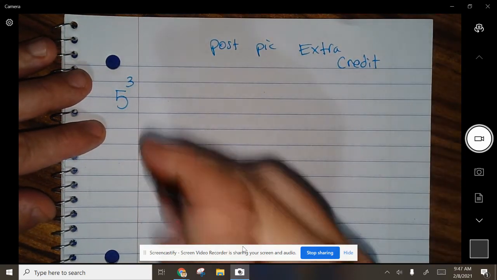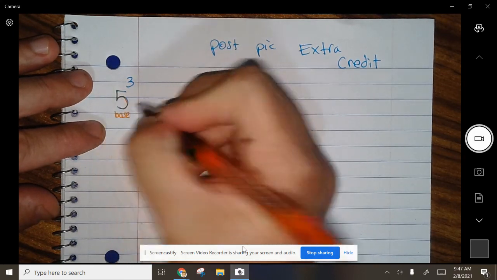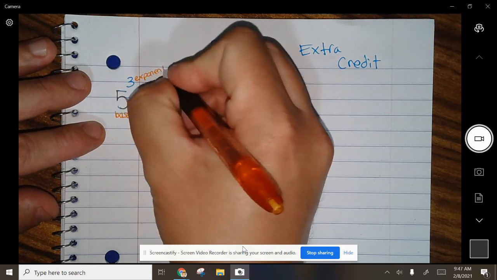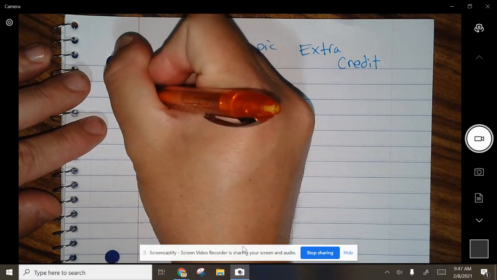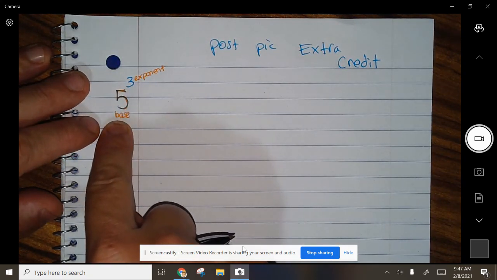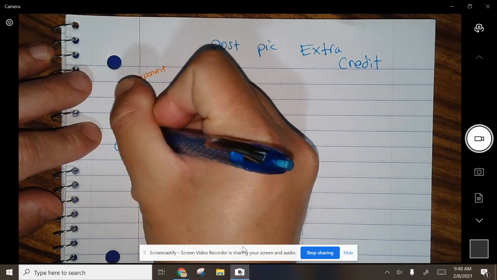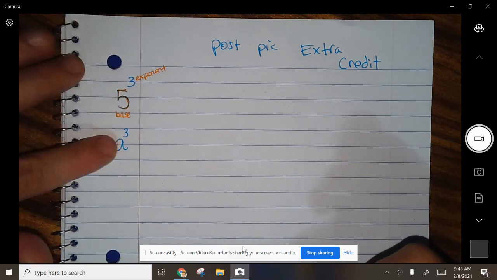Your base is the big number, right? This is your base, and this is your exponent. And what you're going to see today is there's going to be multiple bases, different bases in the same problem. A base could be a number like this, or it could be like that. So we're going to be dealing with both types of these, all right?